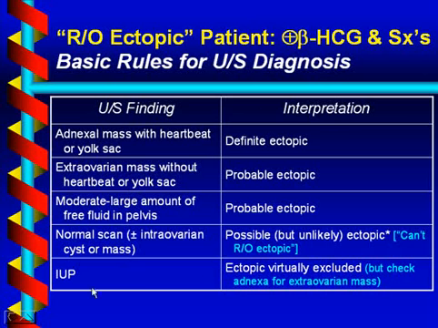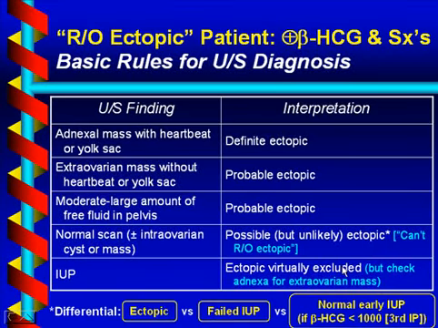And finally, if we see an intrauterine pregnancy in this rule-out ectopic patient with positive pregnancy test and symptoms, then an ectopic pregnancy is virtually excluded, but of course we would still check the adnexa in this patient.